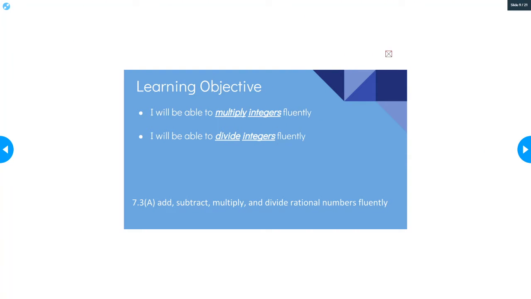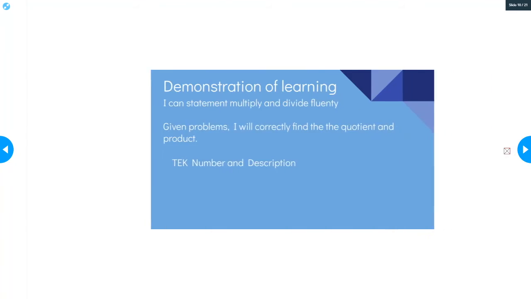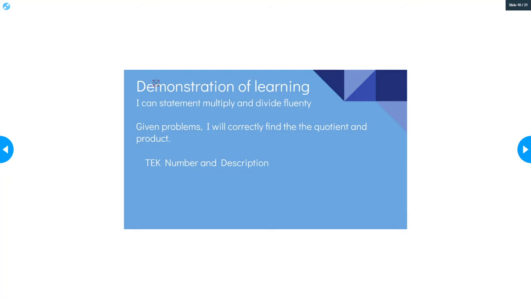Today's learning objective is that we're going to be able to multiply integers fluently and divide integers fluently, and we're following this TEKS down here: add, subtract, multiply, and divide rational numbers fluently. We did adding and subtracting already, so now we're looking at multiplying and dividing. At the end of the lesson, we'll demonstrate this because we're able to multiply and divide fluently, and given any problems, we can correctly find the quotients and products.